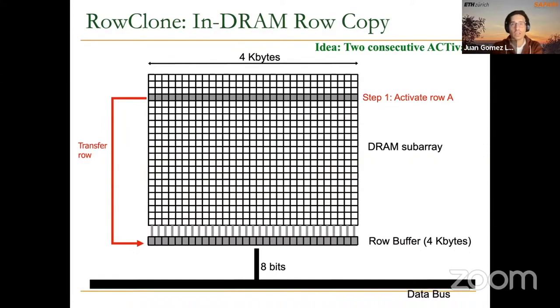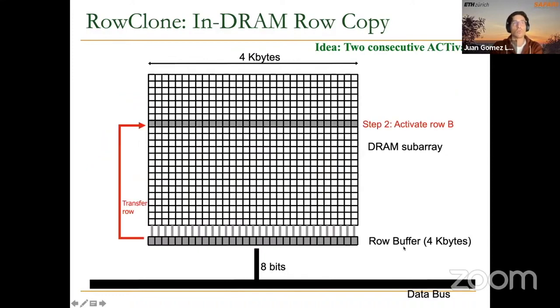So now imagine that in this situation where we have activated one row, row A, and moved it to the row buffer, now we activate another row, row B, that is the destination row. What would happen is that we copy all the contents of the row buffer into the destination row. So this is a RowClone operation, copying one entire row to another row residing in the same DRAM subarray in a very little amount of time and saving a lot of energy, and also with a negligible hardware cost.